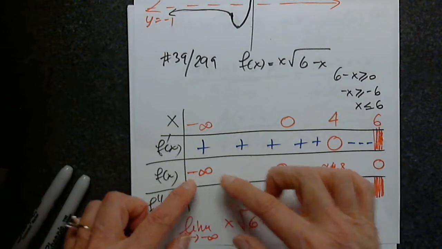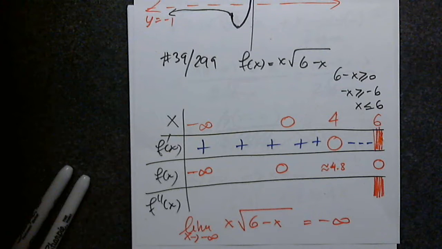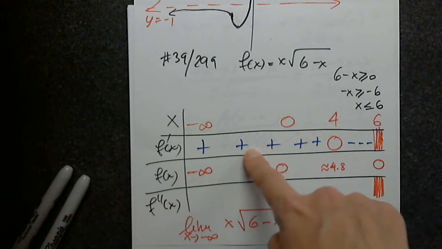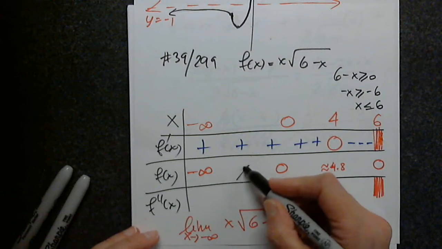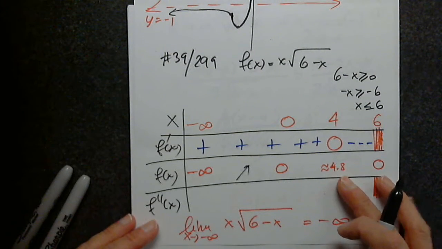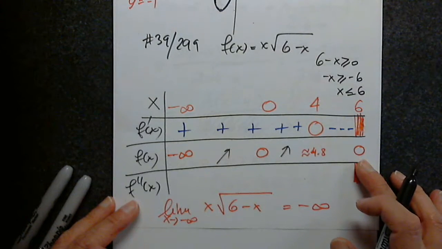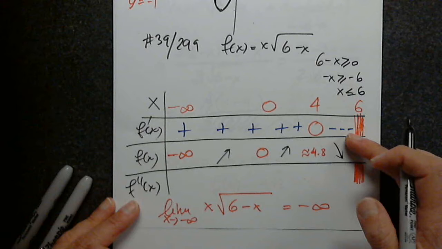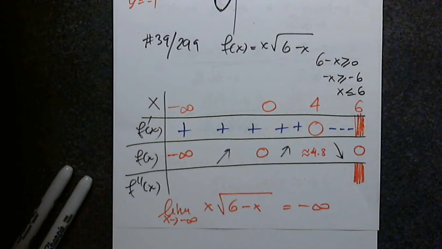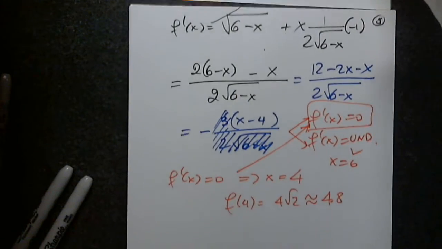Okay, so from negative infinity to 0, what does the function do? Is that supported by the sign of the first derivative? Perfect. From 0 to 4.8. Good. From 4.8 to 6. Is that supported? Good. So now I continue with the second derivative. Any questions so far? Is this okay? Yes? Okay. So, second derivative.